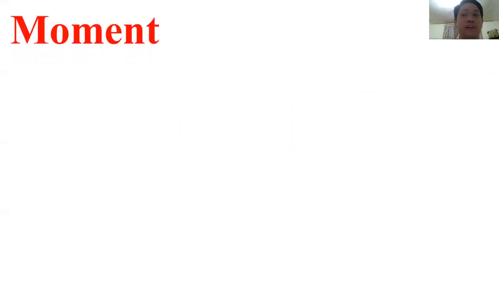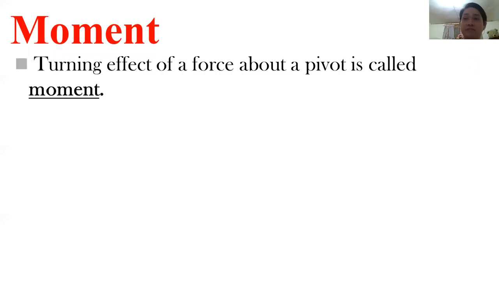First, we have to define what a moment is. Have you ever encountered this before? I guess so. When we talk about moment, how do we define it? The first idea about moment: the turning effect of a force about a pivot is called moment. In short, moment is the turning effect of a force. That's how we define a moment.